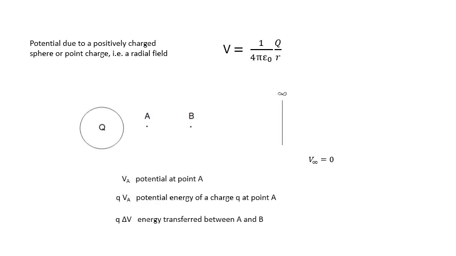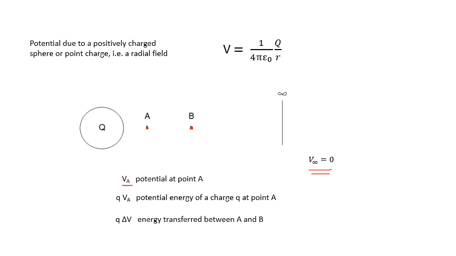Let's just focus on what you need to know. We have a charge Q. Q is creating an electric field. If VA is the potential at that point A, VB would be the potential at that point B. The potential at infinity, a long, long way away, is 0.